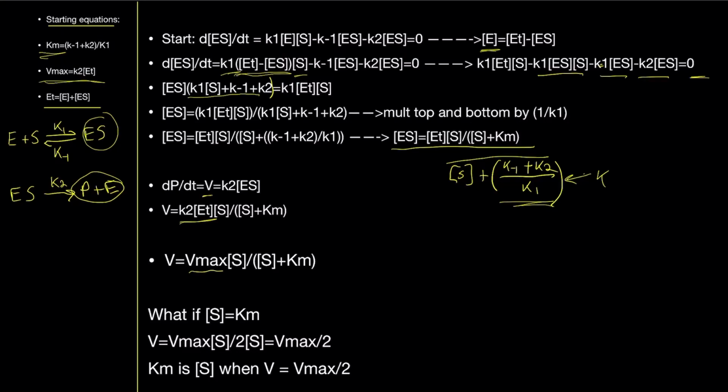So now that we have Vmax plugged in here, let's talk a little bit more about Km. Let's say that Km was equal to the substrate concentration. When we plug that in, we now have Vmax times S divided by 2S, which is the same thing as Vmax over 2. So Km is really the substrate concentration when velocity is equal to half the maximum velocity.